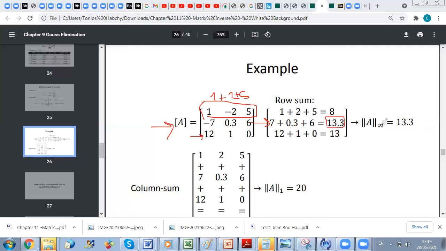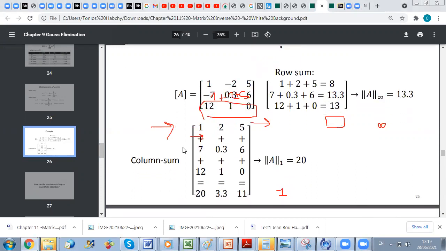And then you say, this symbol, A infinity, is for row summation. Okay. And symbol A1 is for column summation. So now if we compute the norm of A based on column summation, we sum first elements for each column. And then we select the maximum between them.